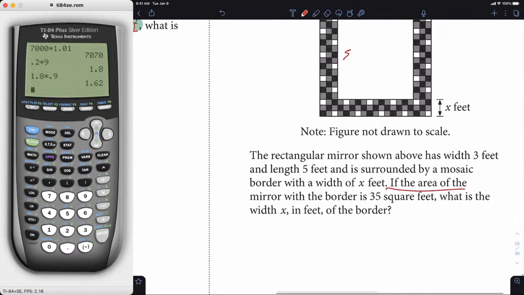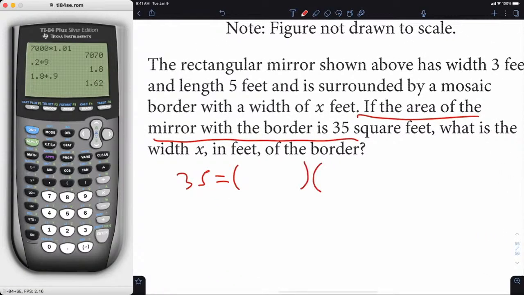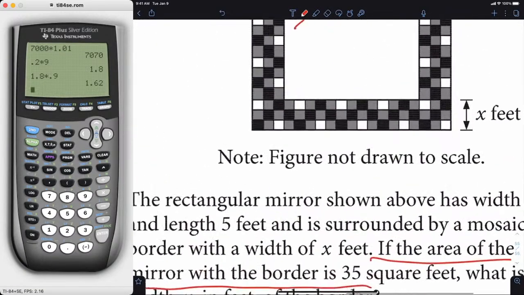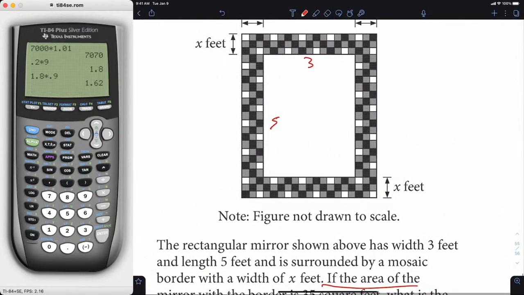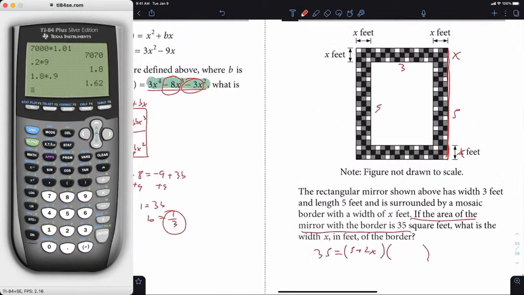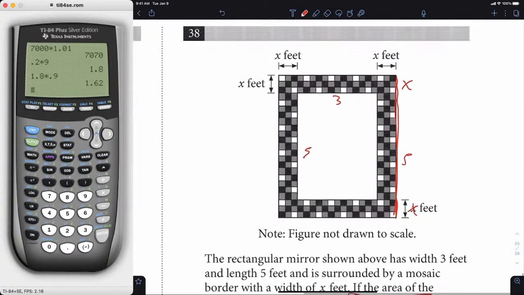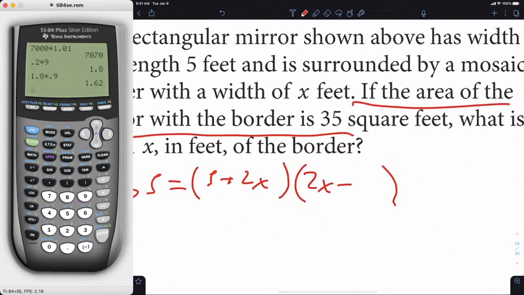If the area of the mirror with the border is 35. Okay, so 35 is equal to some side length times some side length, because it's the area, right? So this whole side length is going to be x, this is also x, and this is 5. So 5 plus 2x, and then times the width, which is again 2x plus 3.